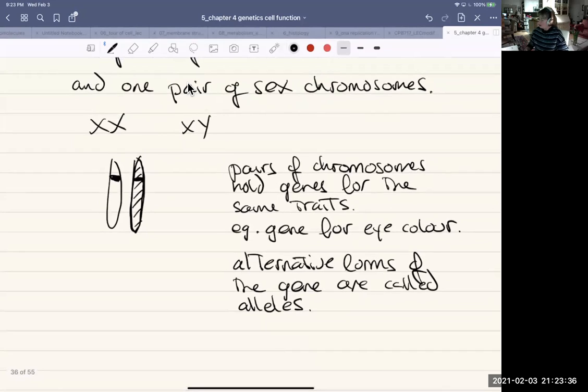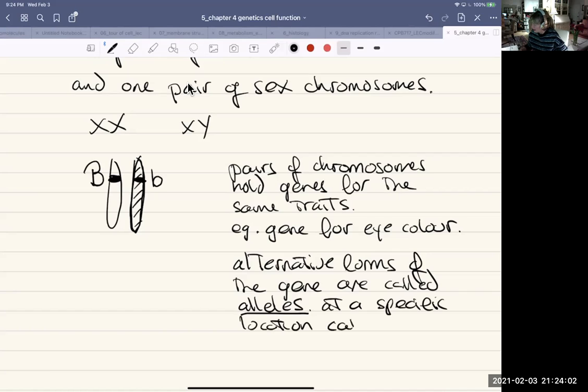So alternative forms of the gene are called alleles. So this is one allele here. Let's call that the brown allele for eye color. And this is another allele, the recessive allele. And they're at a very specific location, called a locus. If there are several, the plural form is loci, different locations.